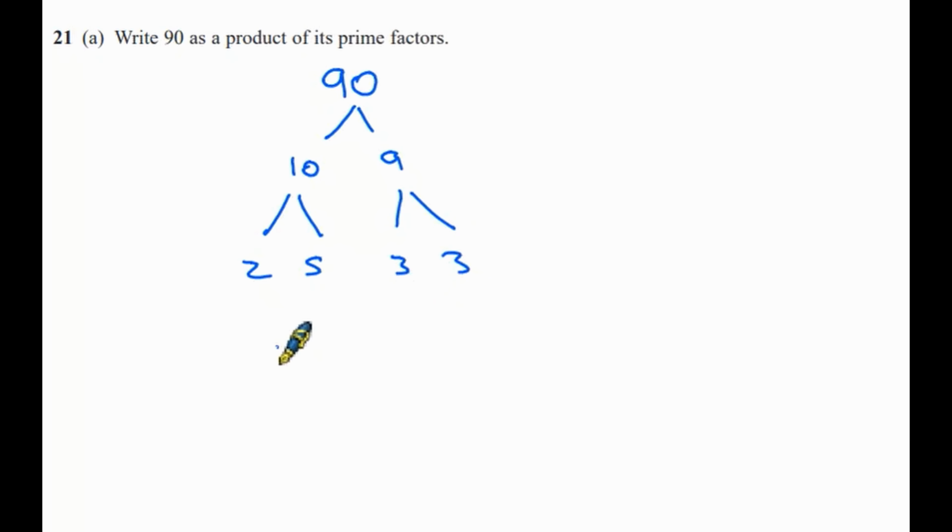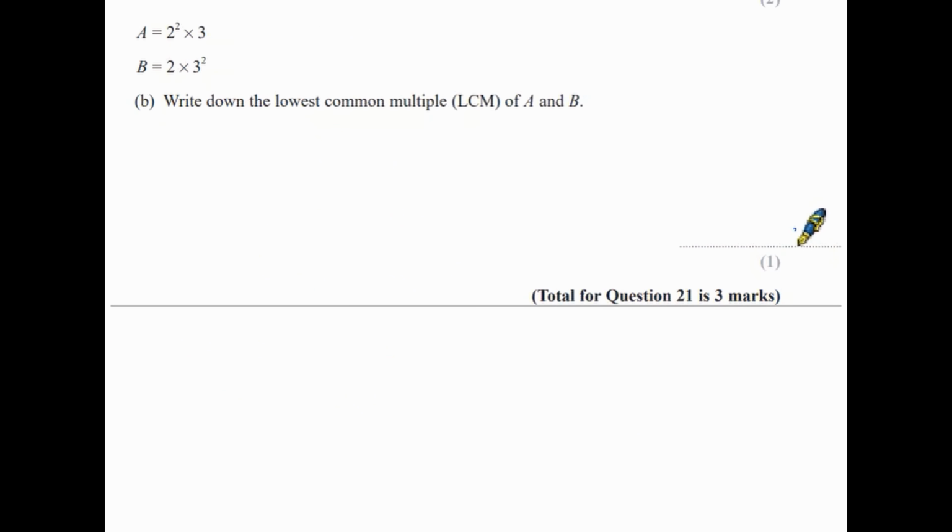Now, that's it, because each of these 4 numbers are prime numbers, and they are all factors of 90, so they are the prime factors. And I would write this by putting them in order: 2 times 3 times 3 times 5. And you could, in fact, put 2 times 3 squared times 5, but either of these would be an acceptable answer. And then we have part B.